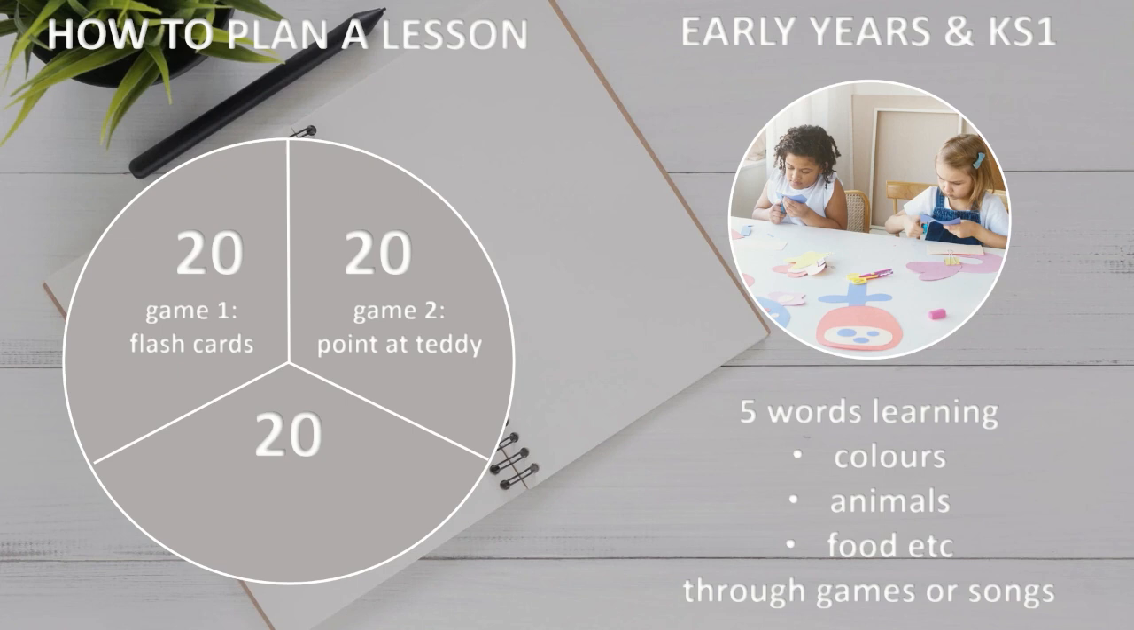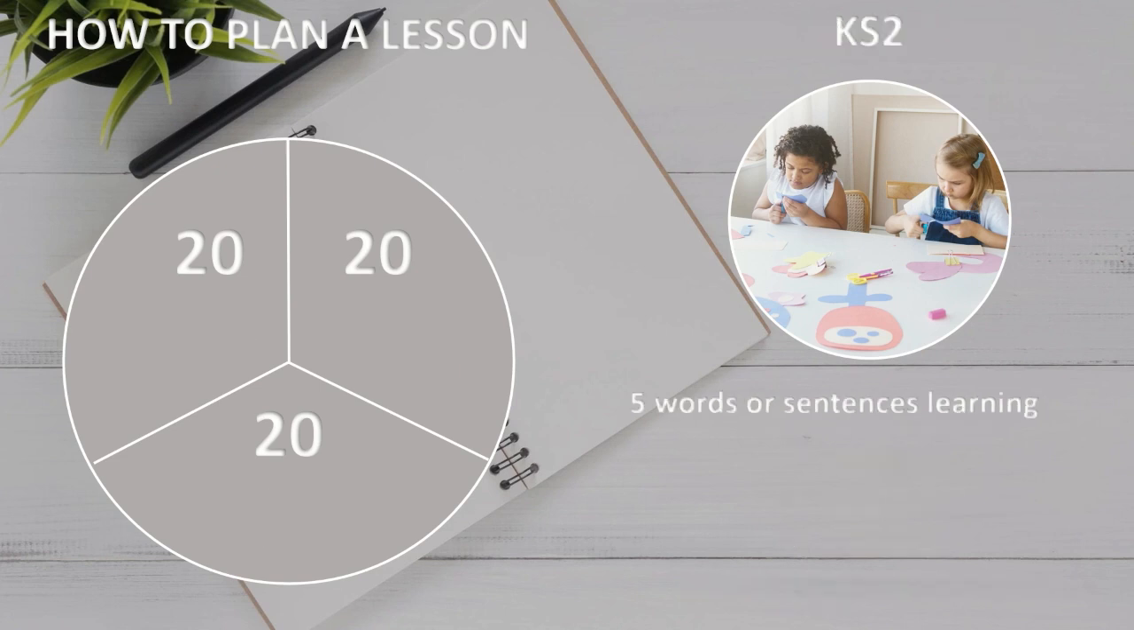20 minutes pointing out a teddy bear who might be holding the flashcards, or if the teddy bear is the same animal, if we're looking at animals, or teddy bears of different colors, if you're working on colors. And then you can play the game where they have to hang the picture. But then you can be very creative and prepare your own games.